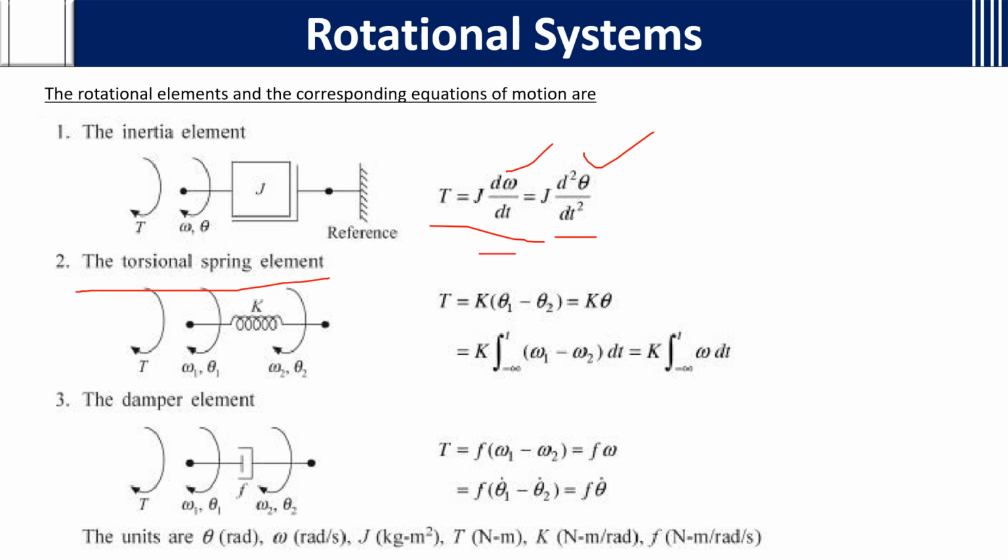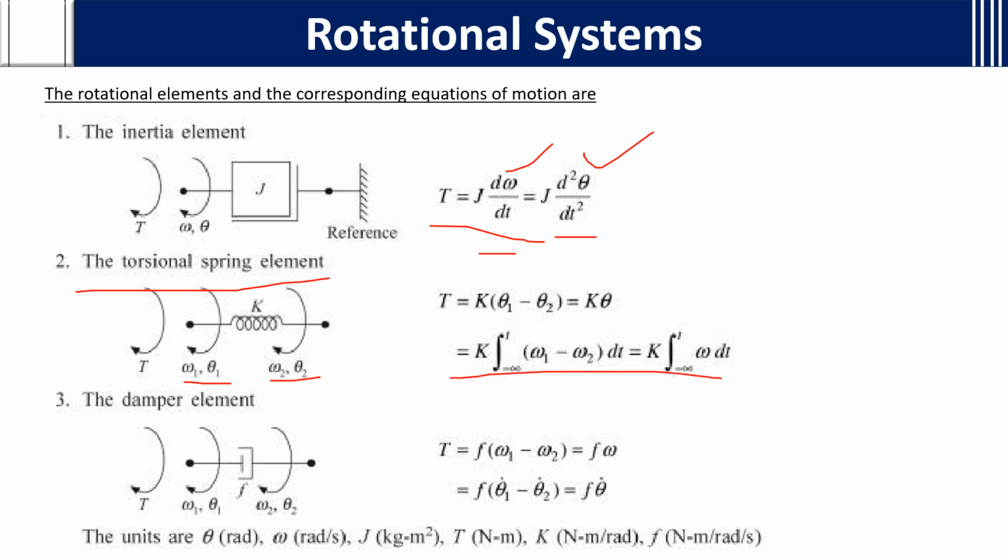Okay, the torsional spring element, again the spring is the same. We are going to write 2, as there we have to take x1, x2 and v1, v2. Here omega 1, theta 1, omega 2, theta 2, T. So T is equal to k into (theta 1 minus theta 2), that is equal to k theta.